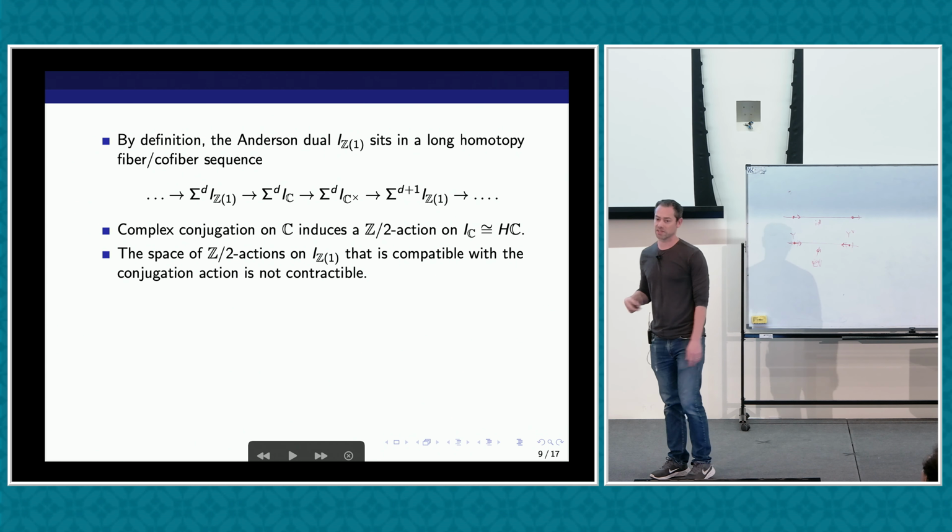So they say we want to choose the connected component where the Z2 actions behave like this, with the composition of involutions trivializing. They call those the real structures on this Anderson dual. They choose an element in this connected component, which they call gamma, and that's a Z2 action on this spectrum, which is related to the complex conjugate action on this Eilenberg-MacLane spectrum.